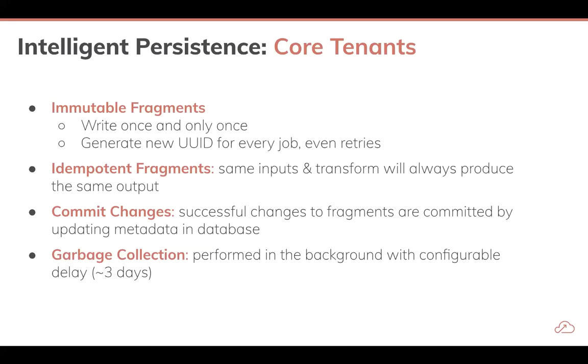The second thing is that we need idempotent fragments. If we apply the same inputs and transform logic to the same piece of inputs, we will always get the same output. It needs to be highly predictable in that way. Third piece is that we need to be able to commit our changes. While we're generating large volumes of new data in our blob store, they in essence don't really exist until we commit those changes at a metadata layer to the control plane. And then we can also safely garbage collect data in the background behind the scenes. And these are really the core tenets that make this possible.